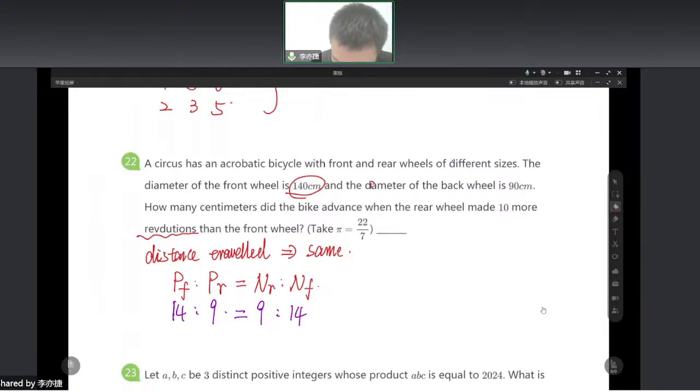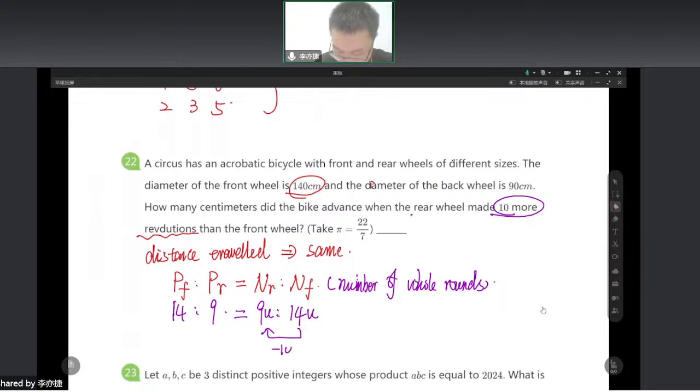So the number of whole rounds they rotate, okay, so it's 9 to 14. It says that if the rear wheel makes 10 more rounds, which means if they differ by 10, then 5u equals 10, then u equals 2. So now in this case, how many centimeters did the bike advance? It's the total distance traveled.